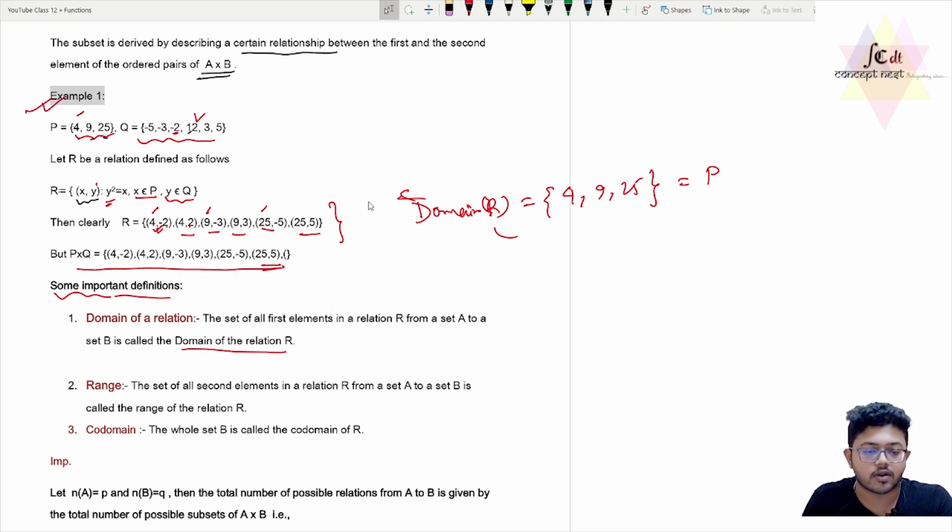Then the range: the set of all second elements in relation R from a set A to a set B. I have not mentioned non-empty, they will obviously be non-empty. It is called the range of the relation R. So here, the range of R is equal to all the second elements: -2, 2, -3, 3, -5 and 5.